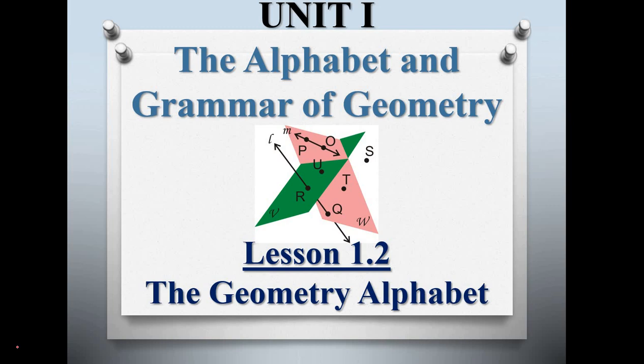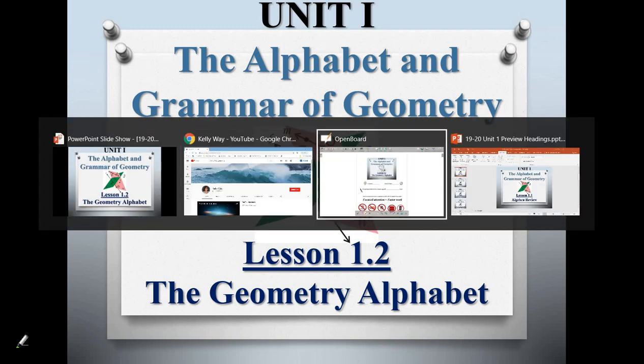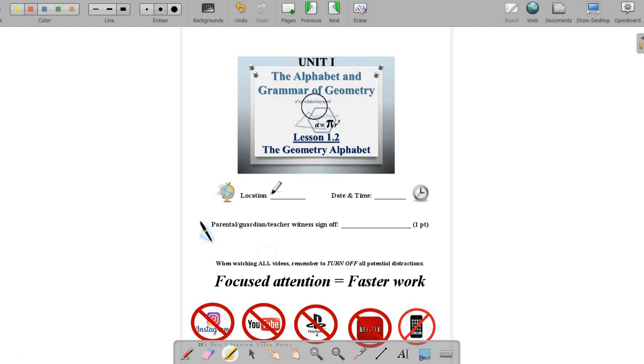Students, this is Unit 1, the Alphabet and Grammar of Geometry, Lesson 1.2, the Geometry Alphabet. For this lesson, you should be right here. Don't forget the date, time, and location that you are watching this, as well as a parent or guardian sign-off.